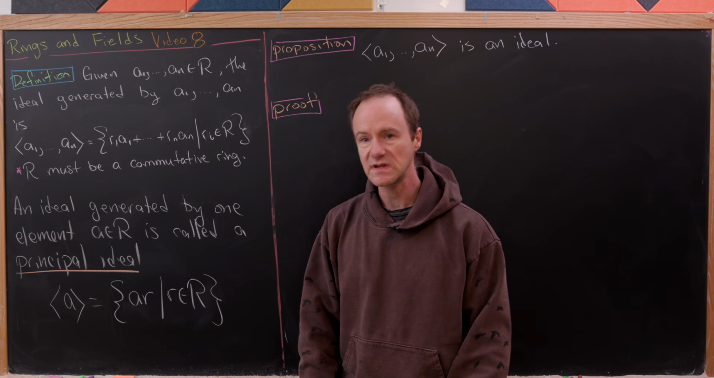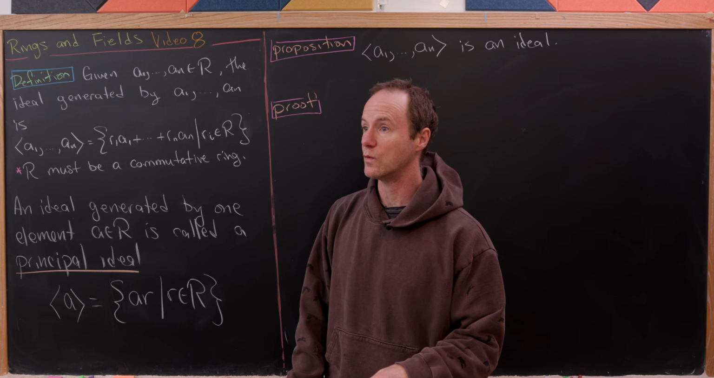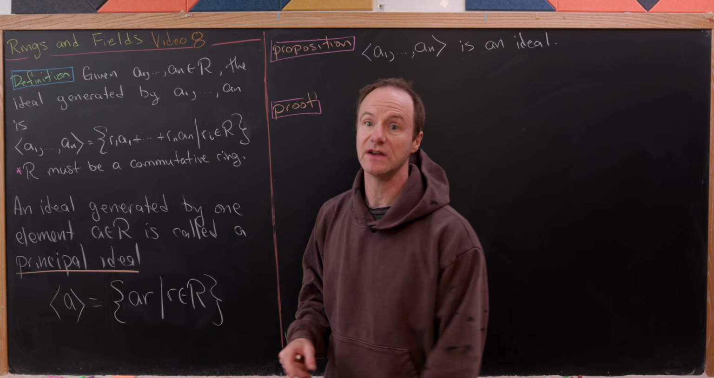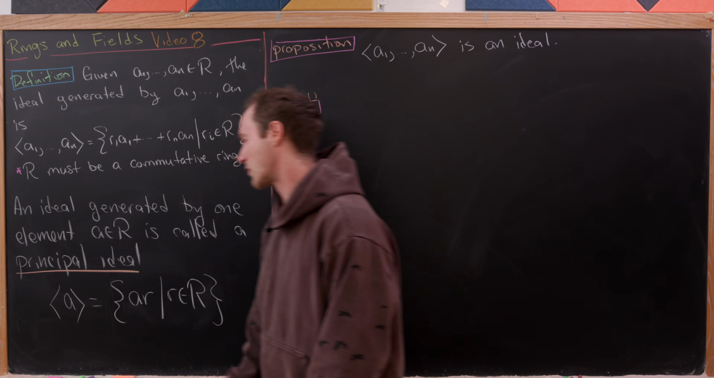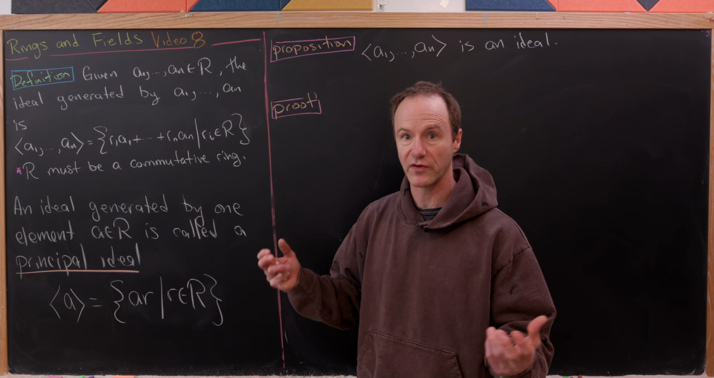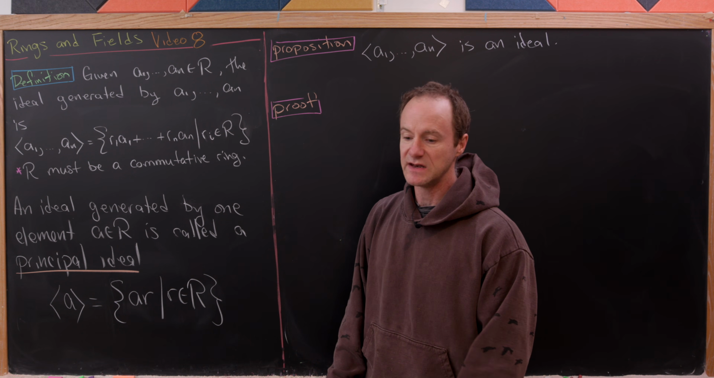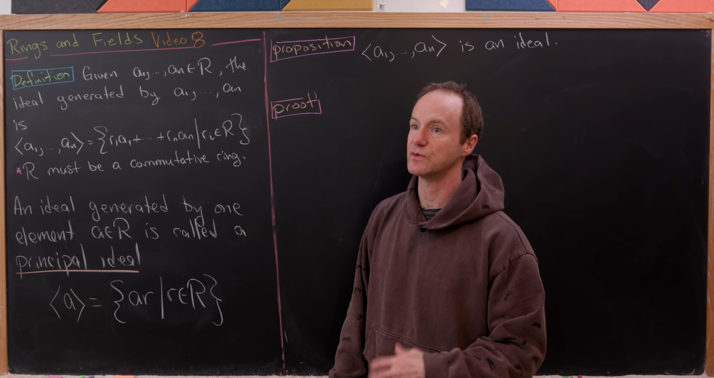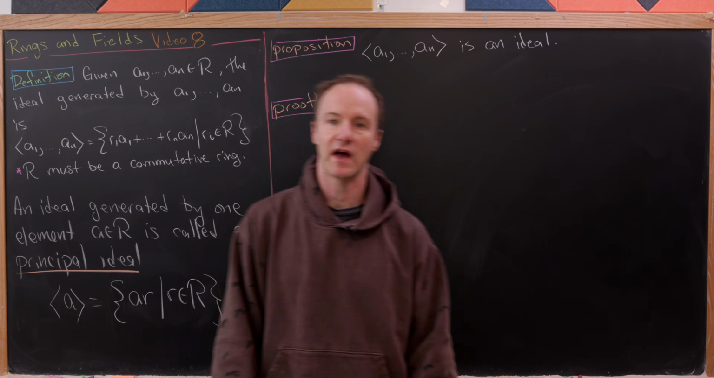Now, if we have a single generator, then we call this a principal ideal. So in other words, if n is equal to 1, we've got something called a principal ideal. And in that case, we would just have brackets with an a, and that would be a times R. So it's going to be all multiples of a, all R multiples of a. Now, you can look into how these things would be defined if you had a non-commutative ring, but like I said, we're not going to go over that.